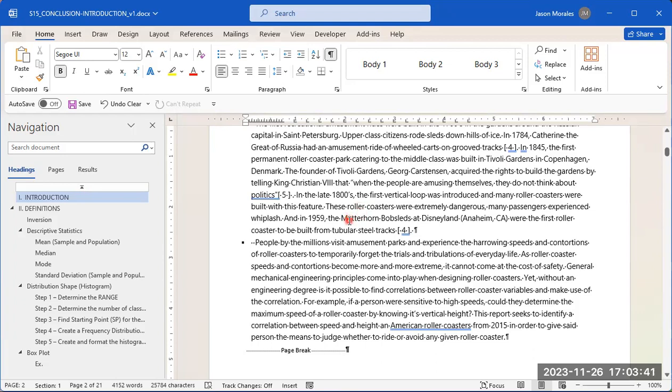And because I know a lot of people up here love Disneyland, I put this last little factoid about the Matterhorn Bobsleds at Disneyland, which were the first roller coasters to be built from tubular steel tracks. And of course, I didn't know that. I got it from this Wikipedia page. So this came from reference number 4.